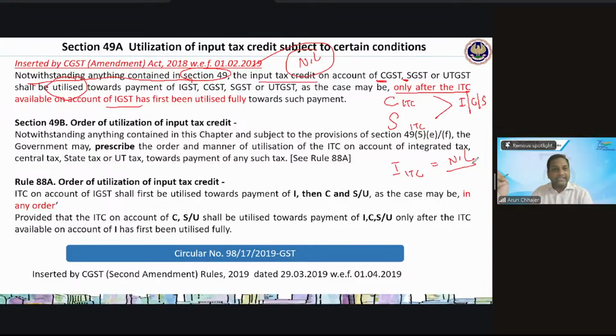Can C give to the C? Can C give to the I? Yes. Can S give to the I? Yes. Can S give to the S? Yes. No problem. It is imposing only one condition that makes sure I become 0.